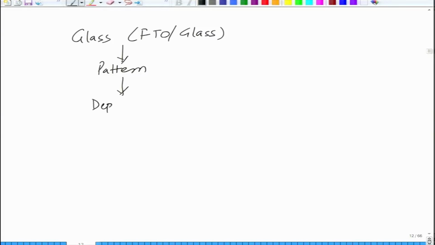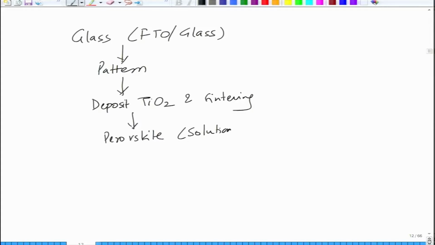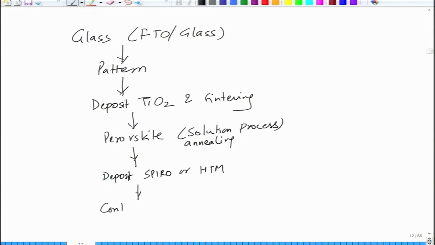after patterning you deposit TiO2, which is deposited through solution technique, but it is sintered at high temperature, deposition of TiO2 and then sintering, and then we deposit perovskite which is again a solution based process. Solution processing, you spin coat perovskite followed by annealing, then we deposit spiro or other HTM which could be either solution processed or it could be evaporated, and then we deposit the contact.